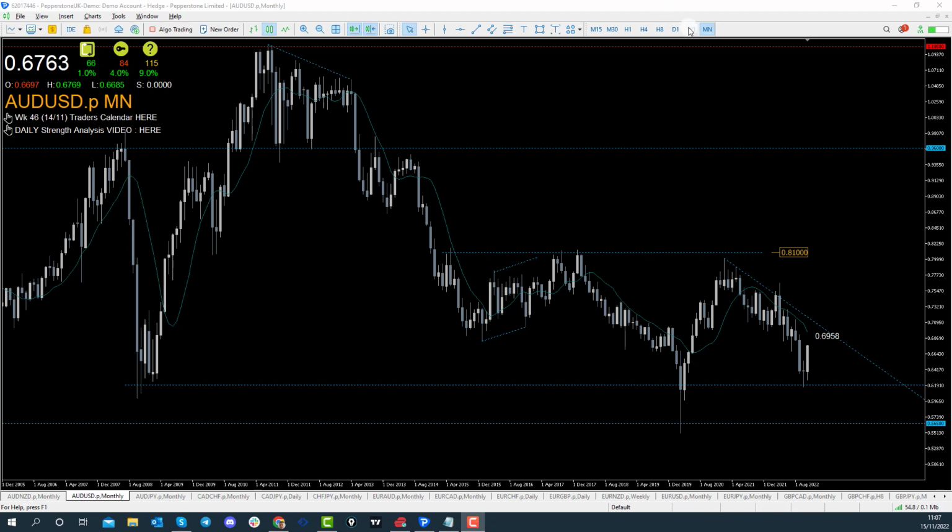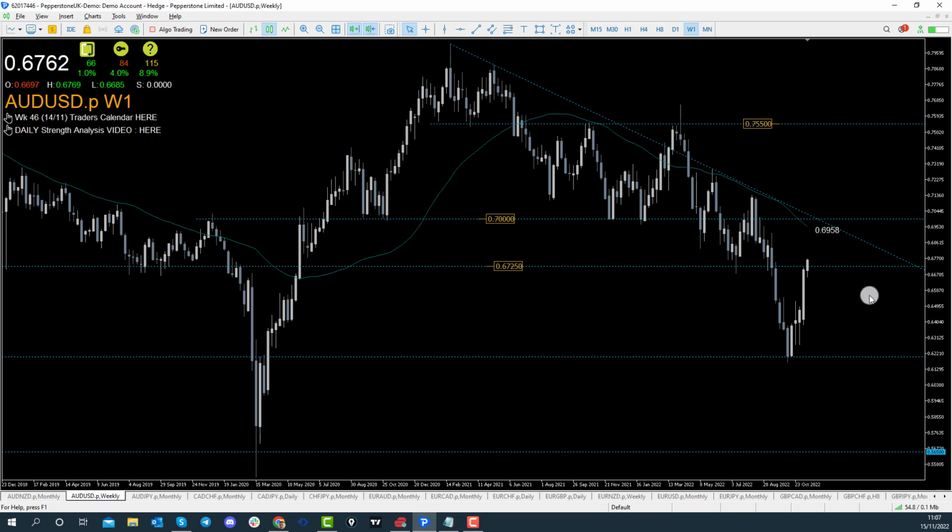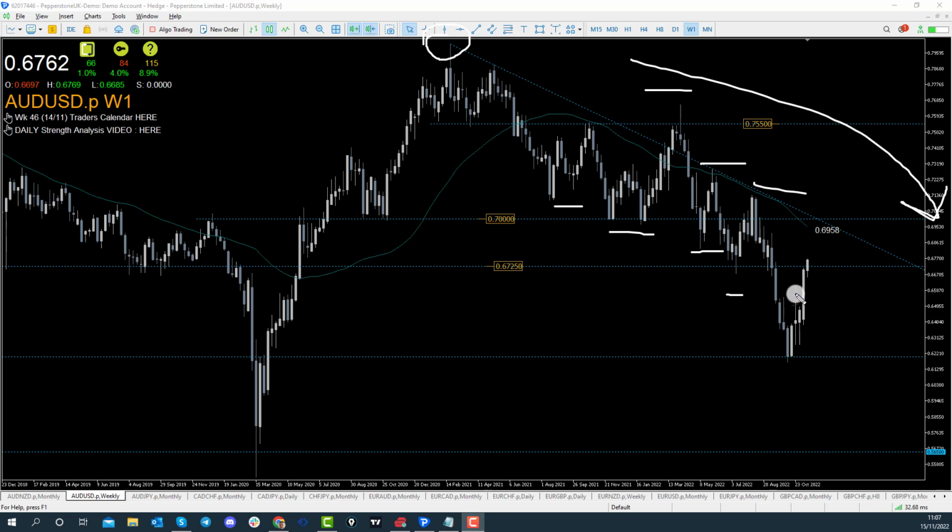However, if we go down to the weekly time frame, we can see that now within that range, price has been trending to the downside. You can see ever since we came up into these highs here, we've been moving lower. The market has been creating these lower high patterns and lower low patterns, and most recently finding that low at that 62 handle.